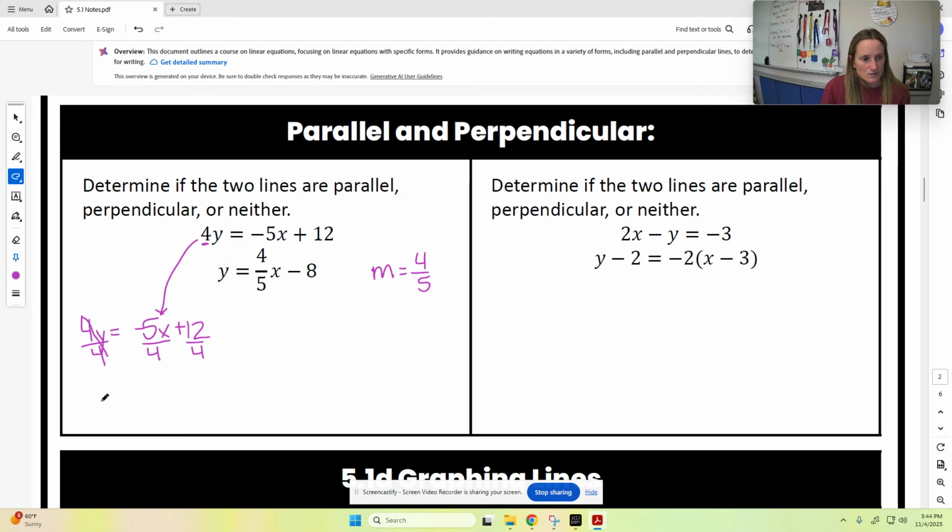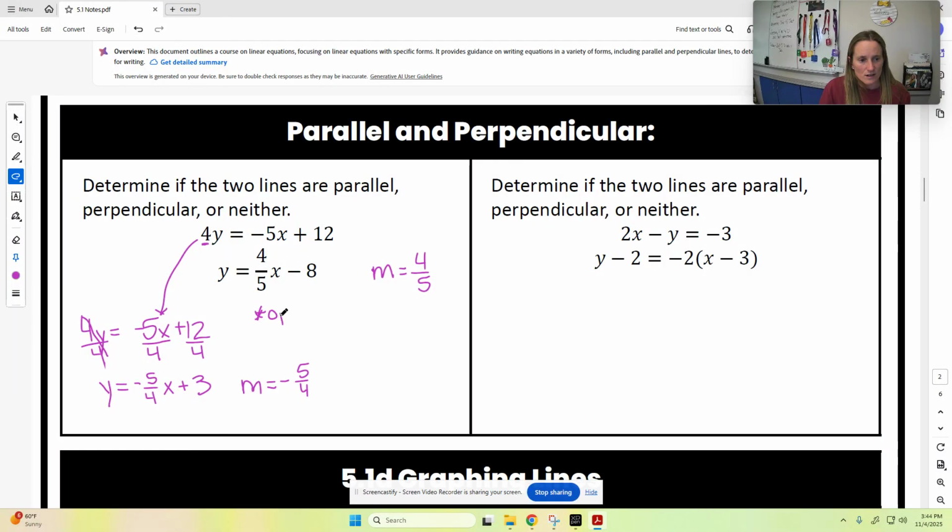So this cancels. We have y all by itself. This, I'm just going to pull the numbers out in front of the x. So I'm going to write this as negative 5/4 x. And then 12 divided by 4 is 3. So the slope of this line is negative 5/4. And when I look at these two, they are reciprocals, the fraction got flipped, and they do have opposite signs.